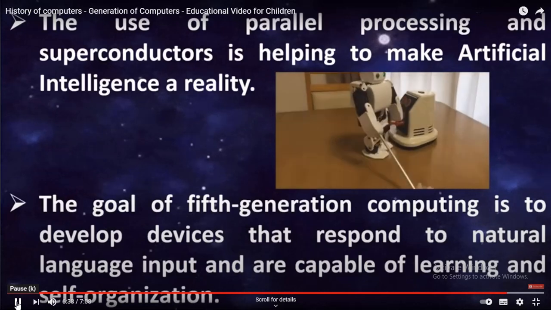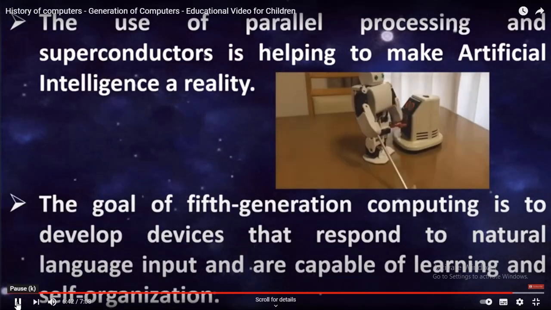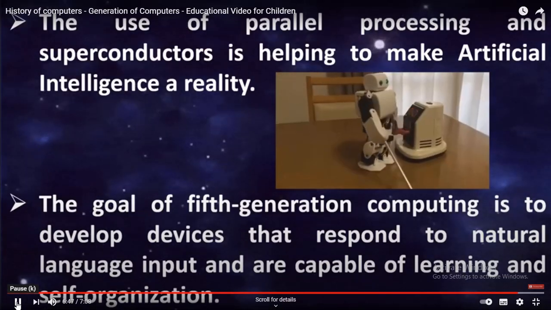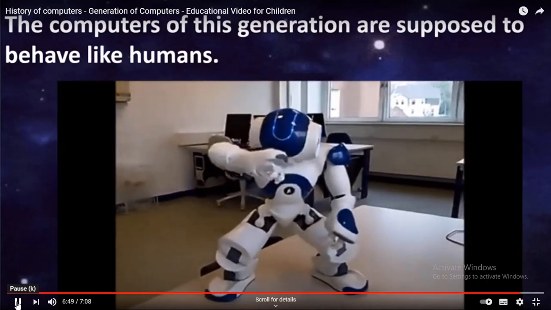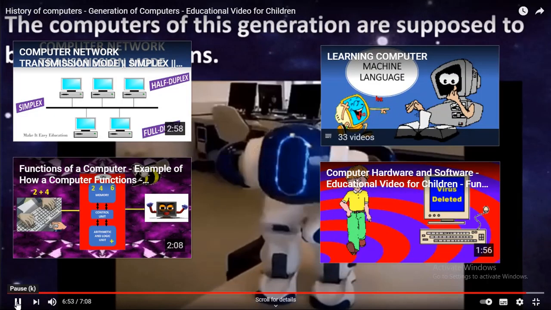The goal of fifth-generation computing is to develop devices that respond to natural language input and are capable of learning and self-organization. In simple terms, the computers of this generation are supposed to behave like humans.